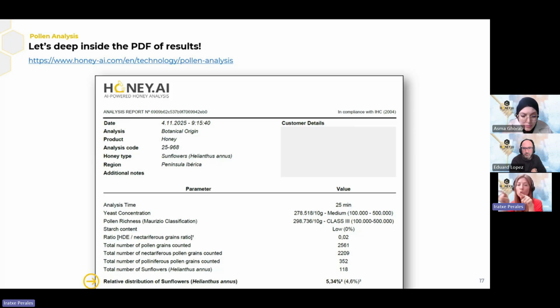Why do we have 2 different values? You always have to check the one that is in black type, because it is the concentration when you eliminate the polliniferous species. So when you have removed those species that are polliniferous, only with the nectariferous species. Then also, in parentheses, you have the relative distribution for the total amount.